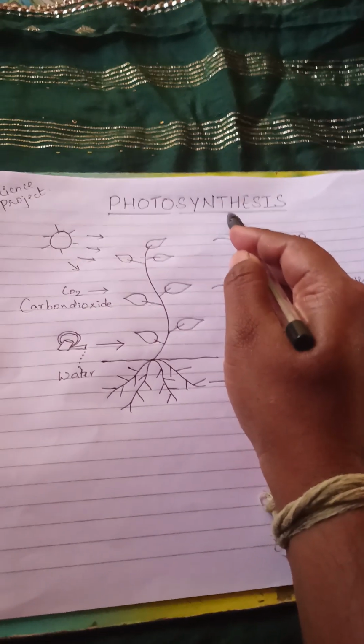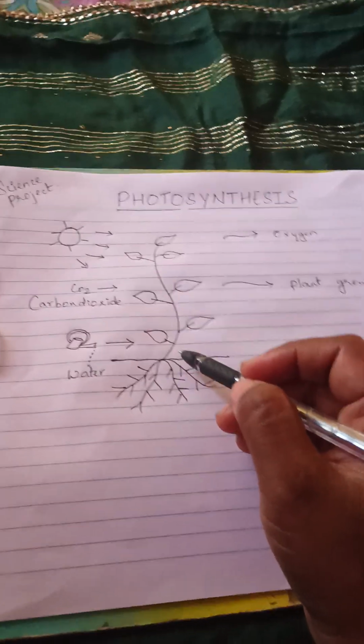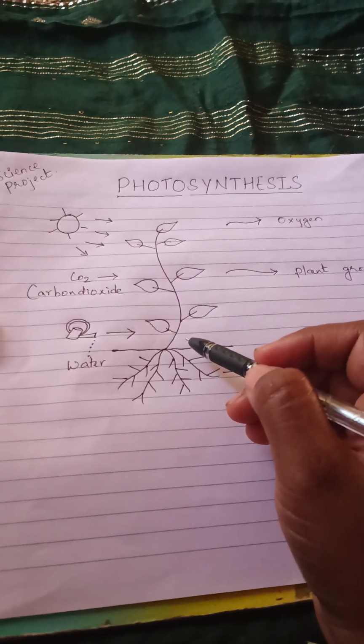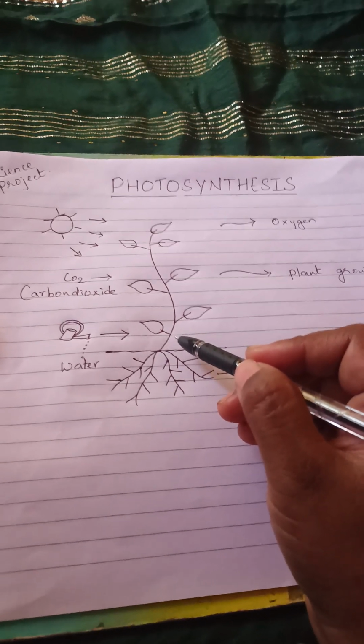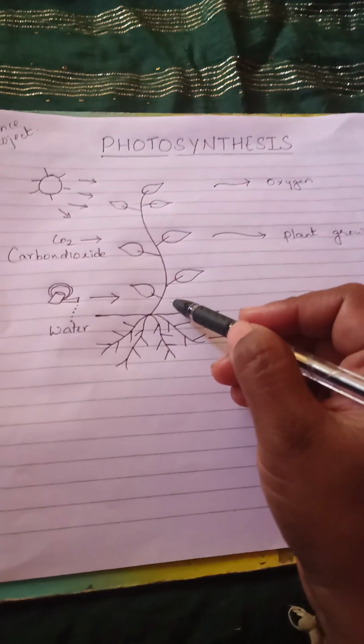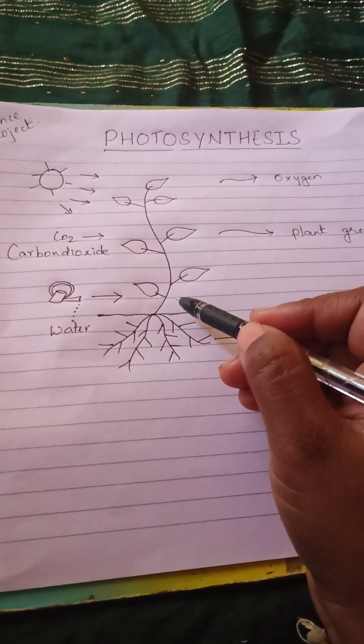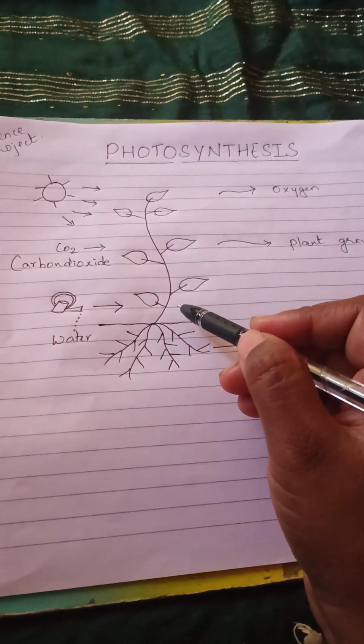Who is preparing the food? Here, the plant is preparing the food. Plant is also a living thing. So, plant is also preparing its own food for its survival. So, we need to understand it better. Understood? So, how does the plant prepare food?